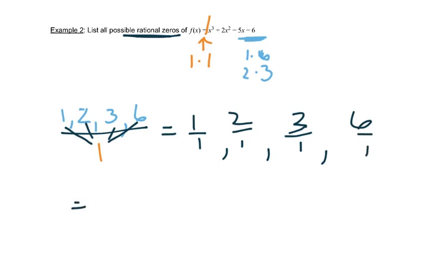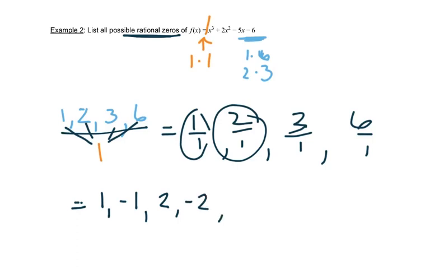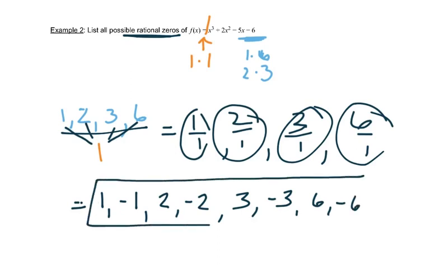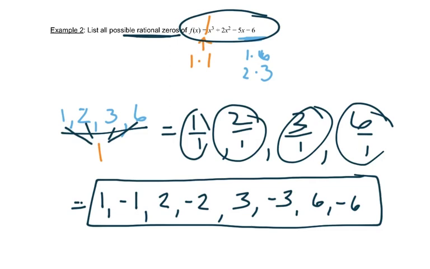And when we simplify them, we want to list them as positive and negative. So we'd have 1 and negative 1. That's because 1 divided by 1 is 1. 2 divided by 1 is 2, so we'd have 2 and negative 2. 3 divided by 1 is 3, so we'd have 3 and negative 3. And 6 divided by 1 is 6, so we'd have 6 and negative 6. So these are possible rational zeros. That means that these are possible answers to this problem. They're not all answers, but they're all possible answers to this problem.